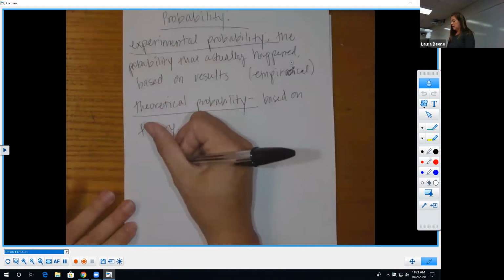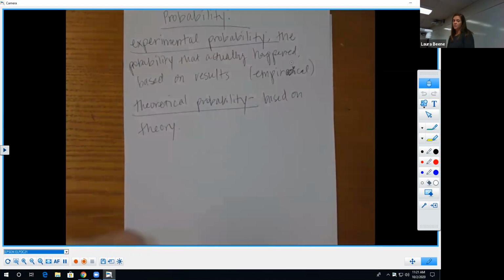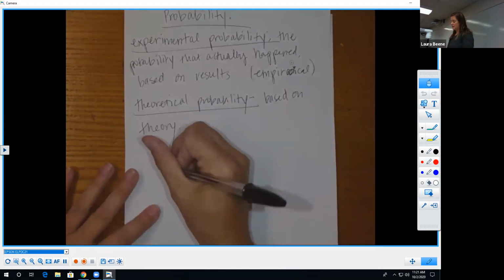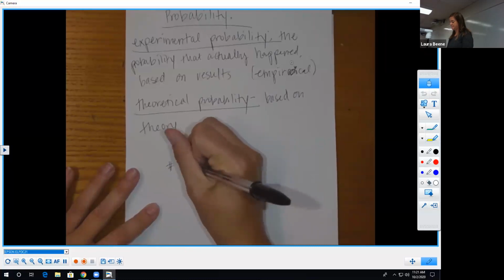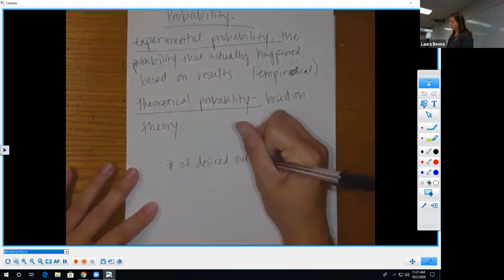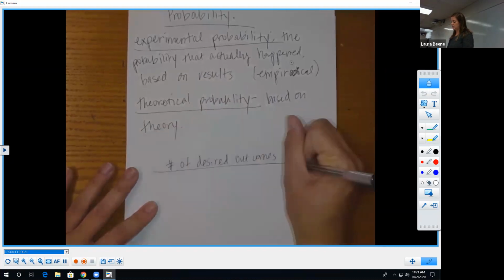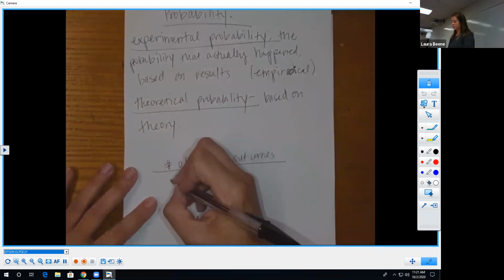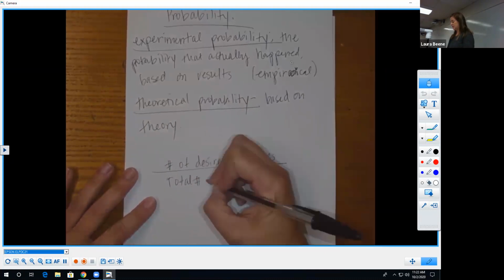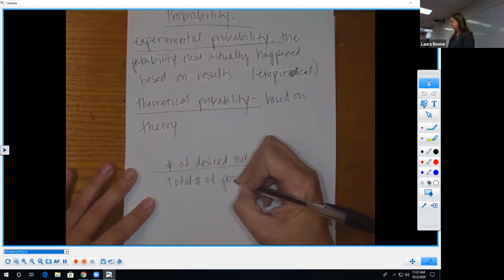So the equation, or the way we're finding probability for this course right now, is the number of desired outcomes over the total number of possible outcomes.